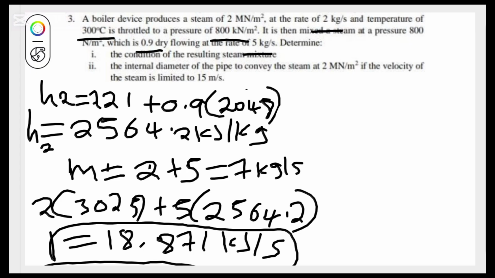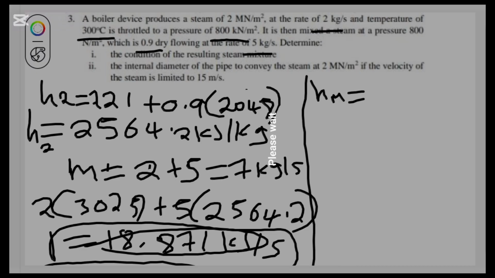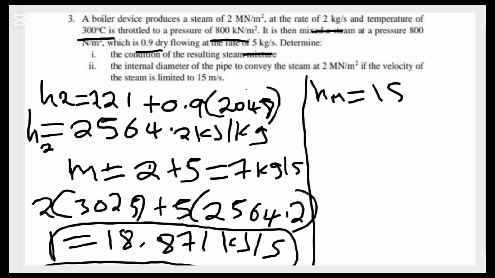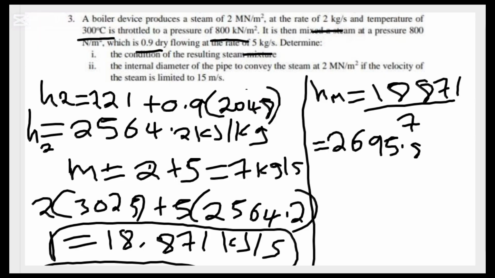That is my total enthalpy entries. So the next thing that I'm going to do, guys, is to find the specific enthalpy of the mixture, which is h_m. For the specific enthalpy of the mixture, I will take the total enthalpy entries and divide it by the total mass. So I have 18,871, and I have to divide it by the total mass, which is 7. At the end, I will get 2695.8 kilojoule per kg.